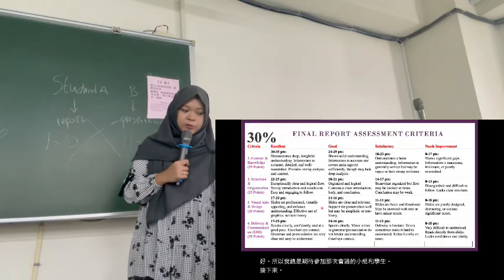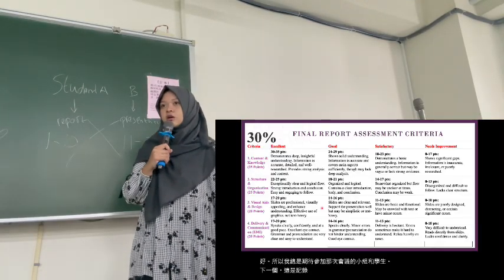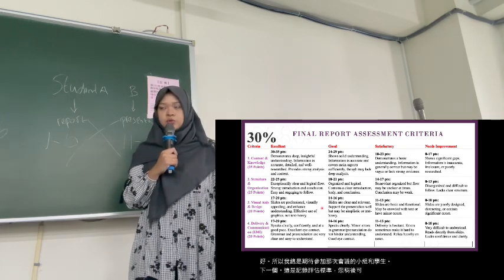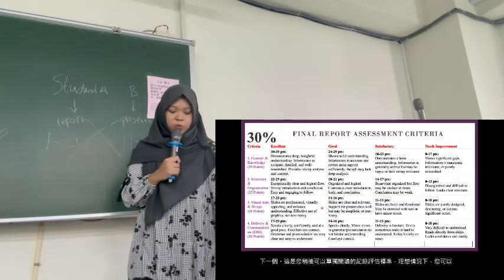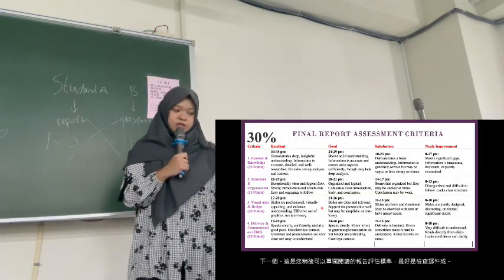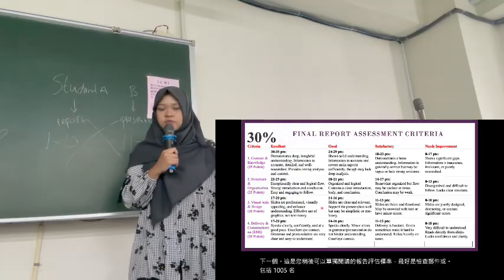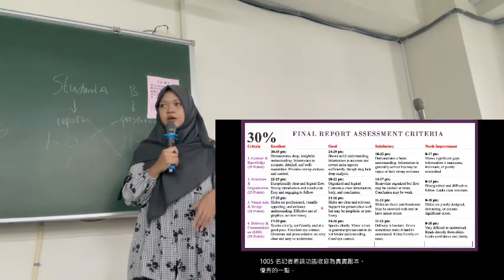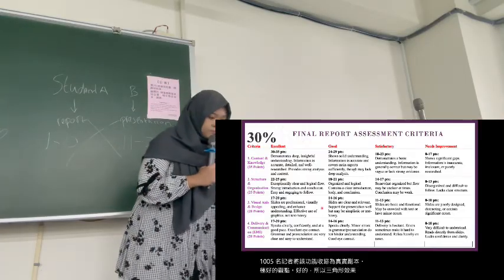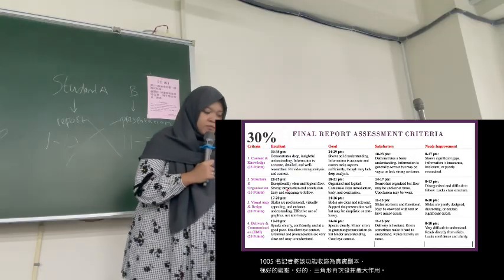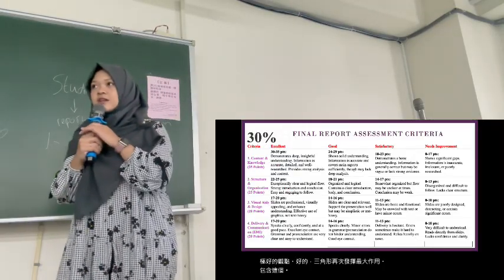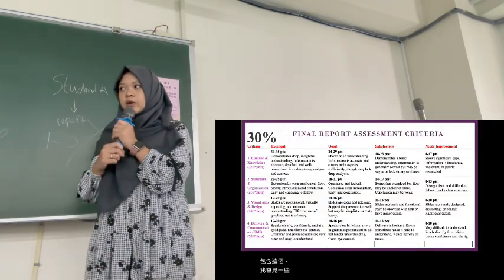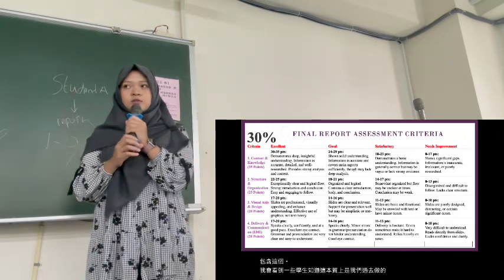Next one, this is the report assessment criteria. You can read it by yourself later. I already uploaded it to iLearning for you to check later or when the final report comes. So read the criteria for the excellent level, and try your best to get the excellent criteria.